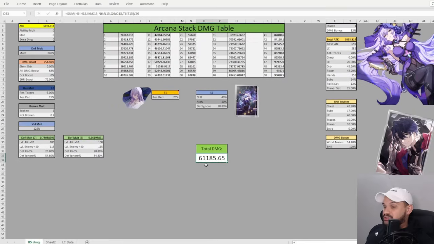Ruan Mei provides so much value to Black Swan, especially against enemies that resist wind. And it's going to be the same thing for Kafka against enemies who resist shock, and then for all the DoTs against enemies who resist that type of damage. So Ruan Mei, invaluable for DoT units.